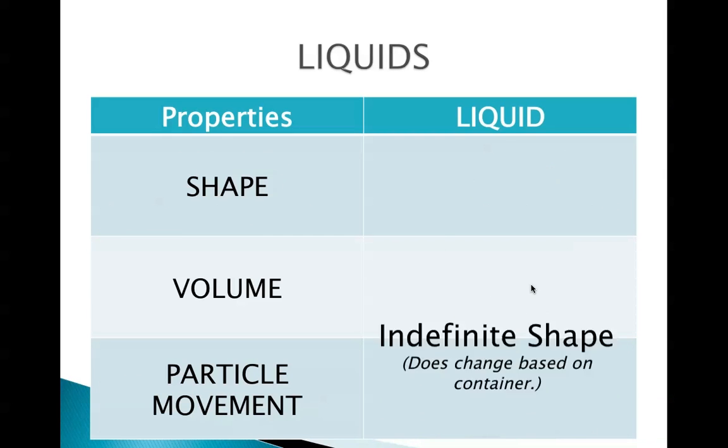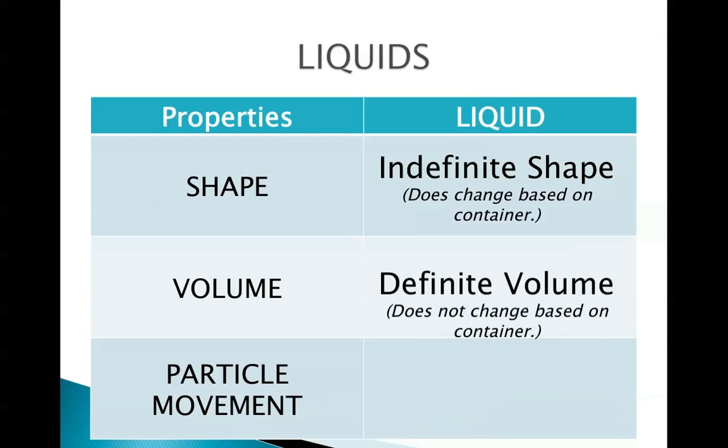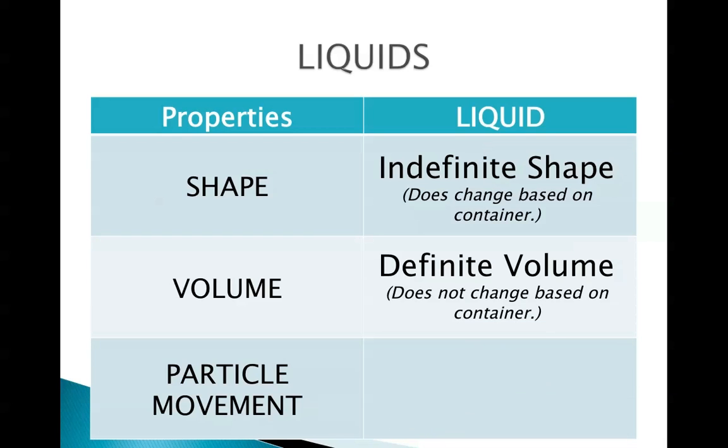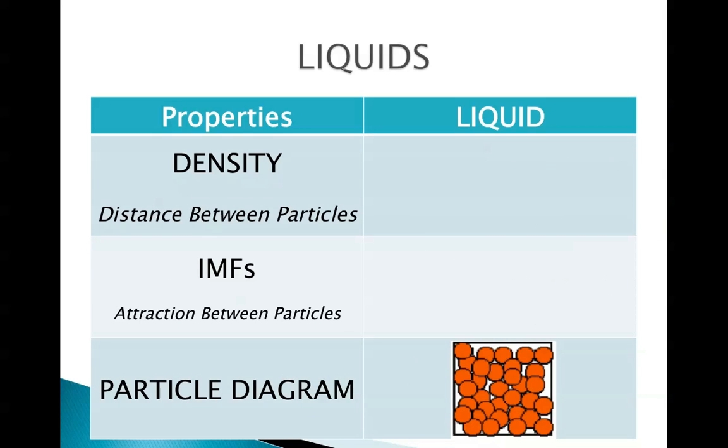Now with liquids, they do have an indefinite shape, meaning that their shape does change based on the container that we place them in. However, the volume is going to stay constant, no matter where I place it. So just because I move it from one container to the next, while it may change shape, the actual volume of the liquid is not going to change. With particle movement, it's similar to solids in that they do vibrate. However, they're vibrating about moving points. Meaning, we like to describe particles in a liquid as being able to flow around each other, still close together, but having that additional movement compared to a solid.